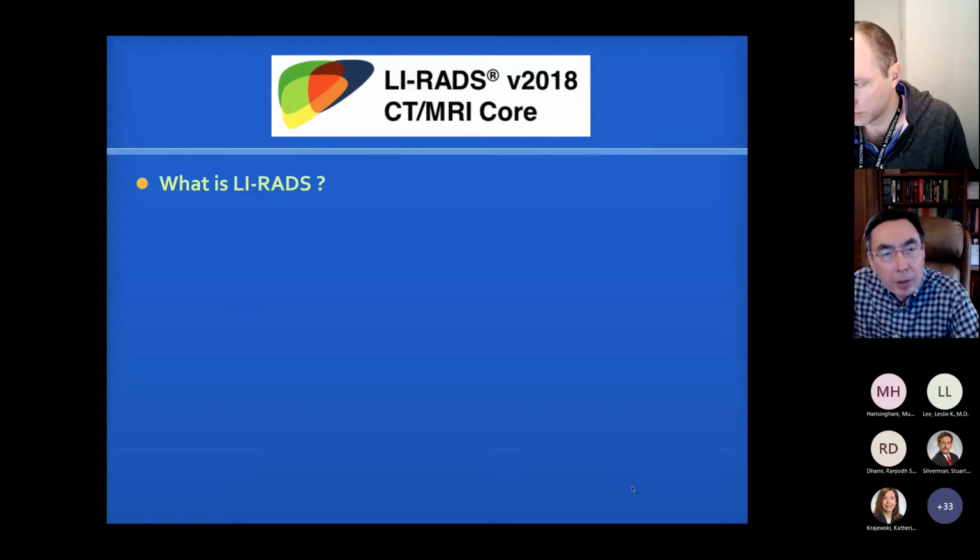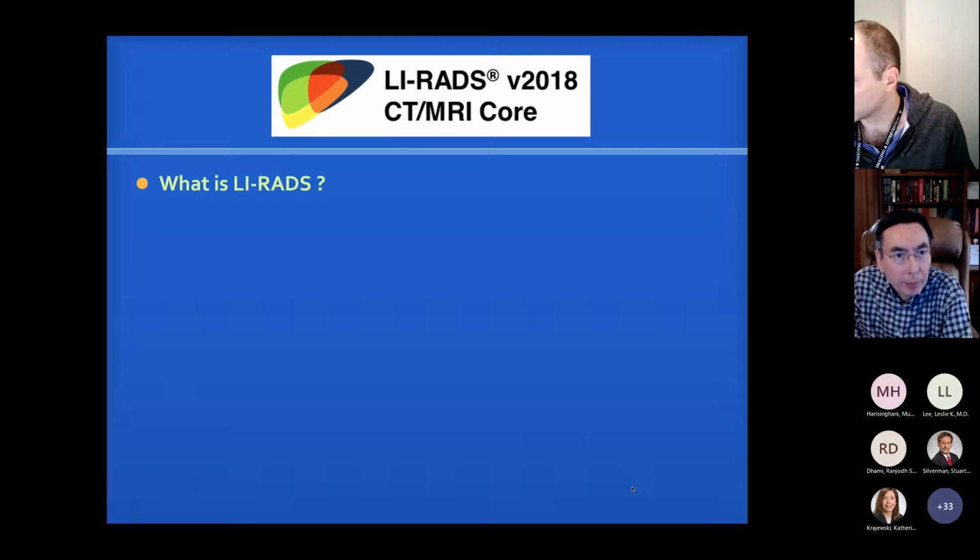And so LI-RADS stands for Liver Imaging Reporting and Data System. It was developed by the ACR about 10 years ago. It has undergone several updates, and it is essentially a set of imaging criteria and definitions and terminology that are used to assess the probability of HCC in a given imaging finding in the liver in patients who are considered high risk for HCC.